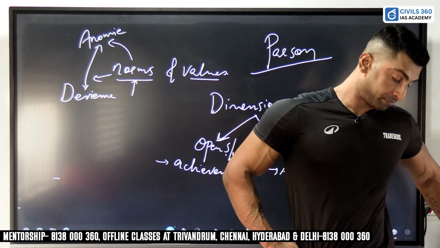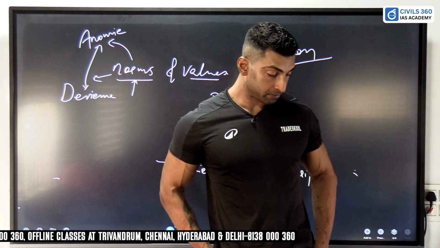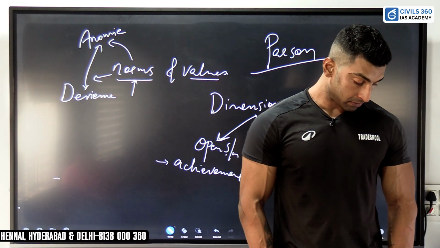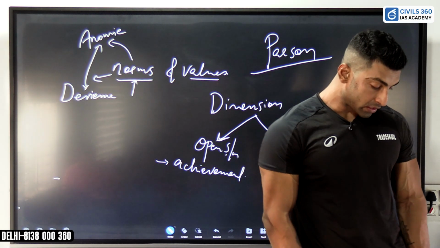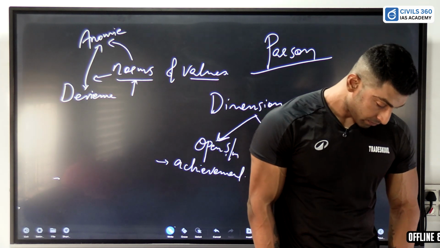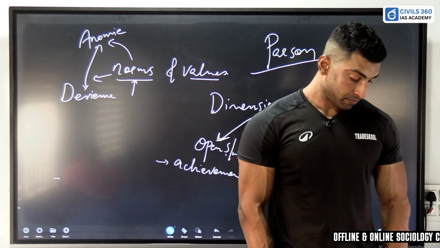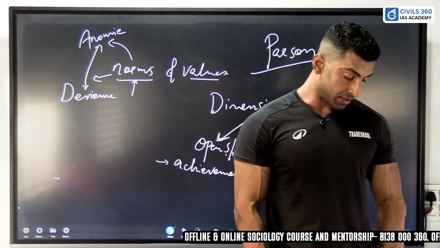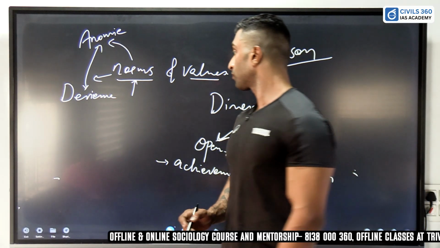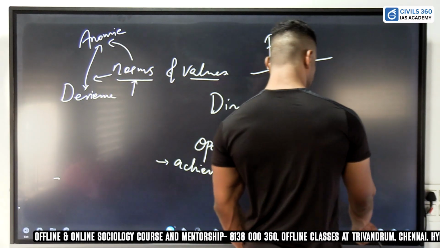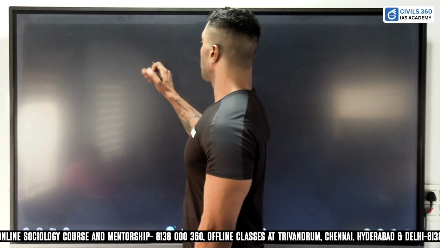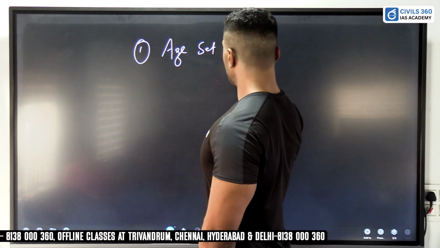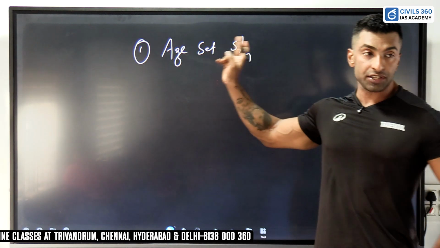Okay, next paragraph. Different types of social stratification can be identified on the basis of various dimensions. First one, age set system. Write the complete term, age set system.